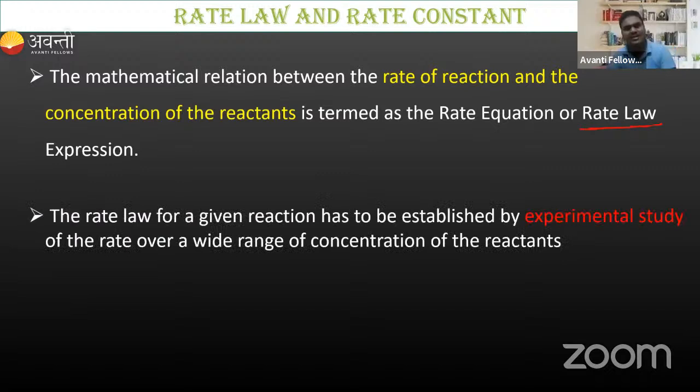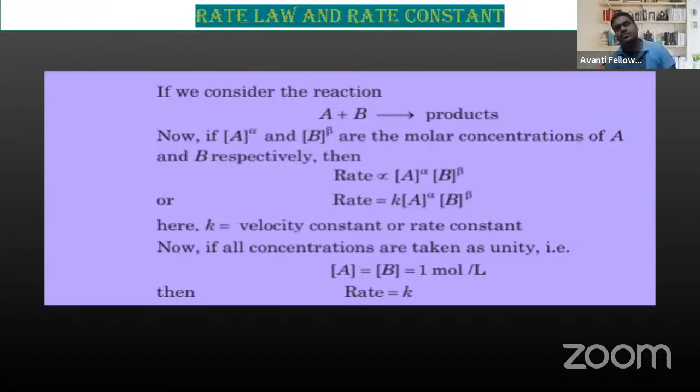The rate law for a given reaction has to be established by experimental study of the rate over a wide range of concentration of the reactant. So basically the rate law for a given reaction has to be established by experimental study of rate over a wide range of concentration of the reactant. So what is rate law? How will you represent rate law?